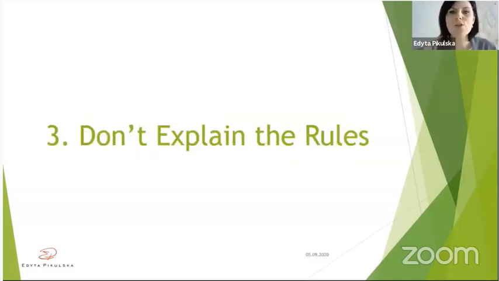Number 3, don't explain the rules. Explaining the rules is actually boring even for adults, not to mention kids. Instead of explaining rules like we should do this, we're going to do this or that, just show how to perform, show what to do, involve some activities like jumping, singing, etc. And it will be actually more clear. It will be clearer for children, and they will know what to do, how to behave.